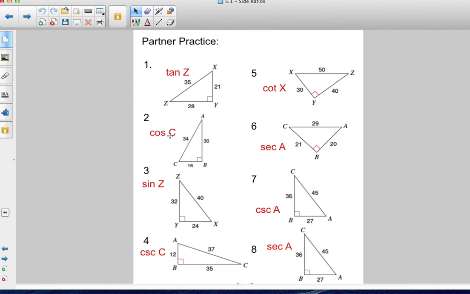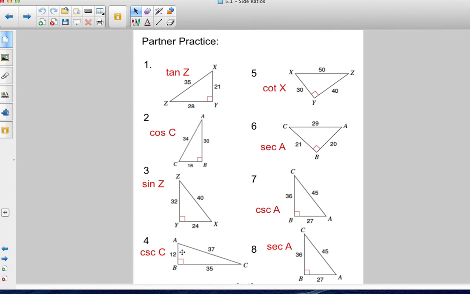Number 2, cosine c. So here's our c right here. Cosine is going to be adjacent over hypotenuse. 16 over 34, which you would want to reduce to 8 over 17. Number 3, sine z. We have our z up here, so sine is opposite over hypotenuse, 24 over 40. You can take an 8 out of both of those. That should reduce to 3/5.